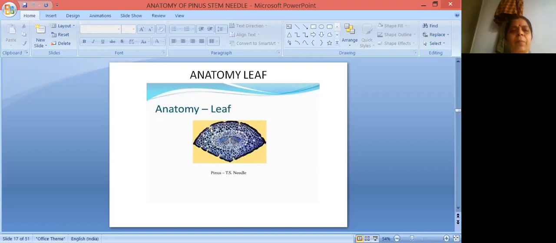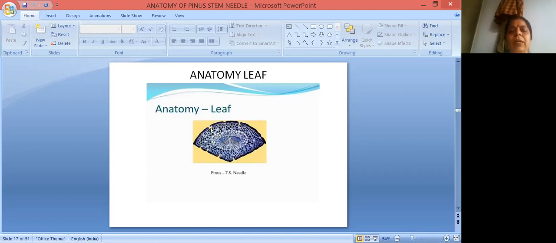Again, I am repeating the point. If we take the transverse section of a needle, Pinus monophylla is circular in outline, semicircular in Pinus sylvestris, and triangular in Pinus longifolia and Pinus roxburghi. Now we are talking about the Pinus roxburghi needle anatomy.